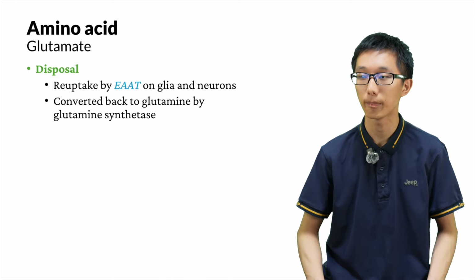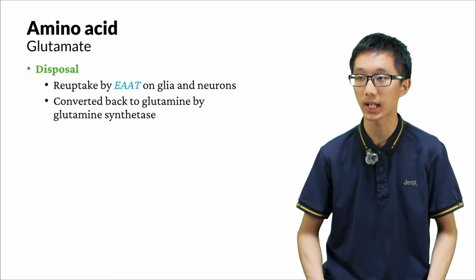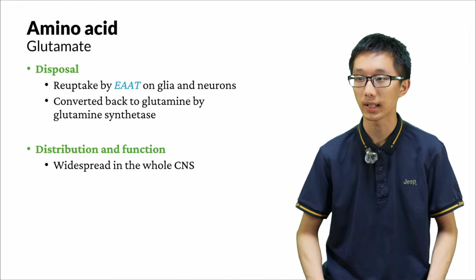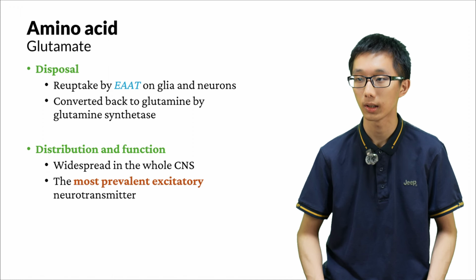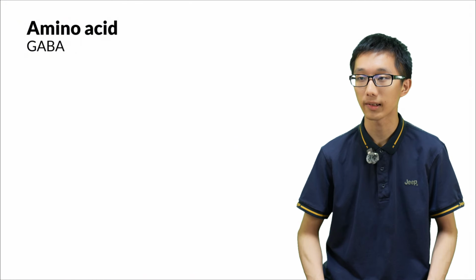It is converted back to glutamine using glutamine synthase. In terms of distribution and function, glutamate is widespread in the whole central nervous system, including the brain and the spinal cord. It is the most prevalent excitatory neurotransmitter. On the opposite side, we have an inhibitory neurotransmitter called GABA.